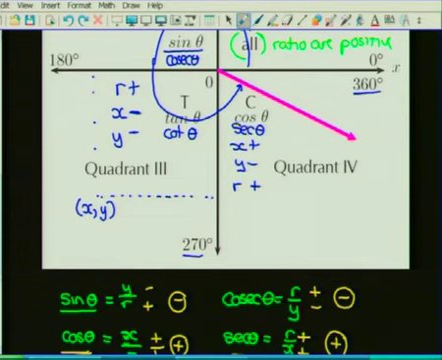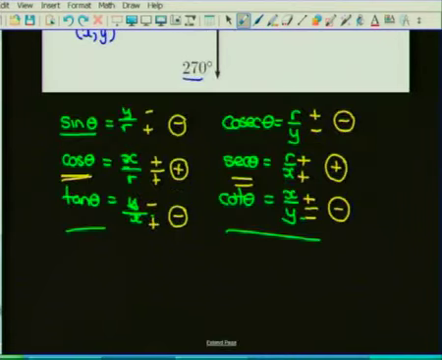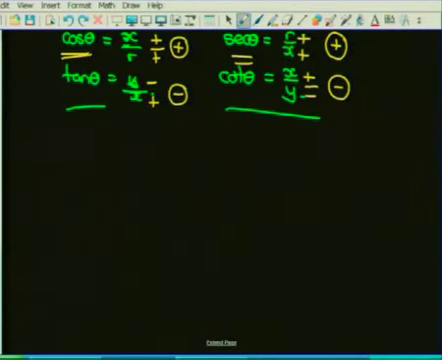So that now helps me to organize myself. So what do we need to know so far? Very, very simply, we need to know the ratios in terms of x, y, and r. And secondly, we need to know when things are positive or negative. And in fact, it makes it easier to just write the ones that are positive in the quadrants, and then it's no problem, all the others are negative.